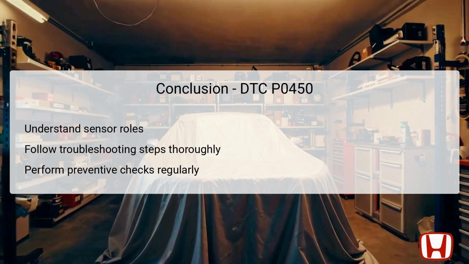In conclusion, effectively addressing DTC P0450 requires a thorough understanding of the fuel tank pressure FTP sensor's role within the Evaporative Emission Control System. It is vital to follow the detailed troubleshooting steps to accurately diagnose and rectify any issues to restore proper functionality. Being vigilant about preventive maintenance can help minimize the chances of encountering similar DTCs in the future. Regular inspections, ensuring the integrity of sensors and wiring, and maintaining the entire EVAP system are essential.